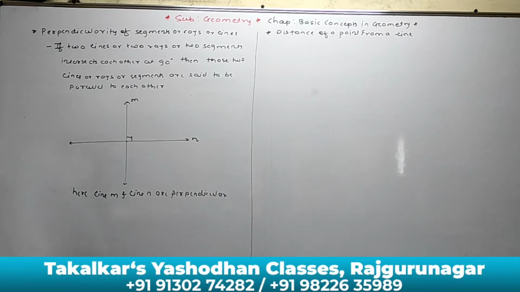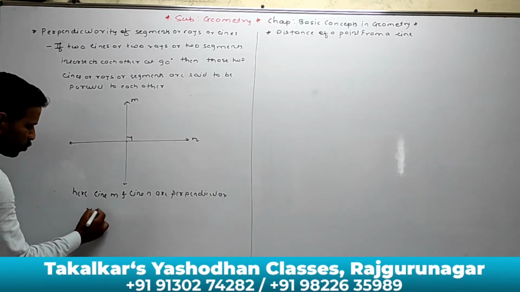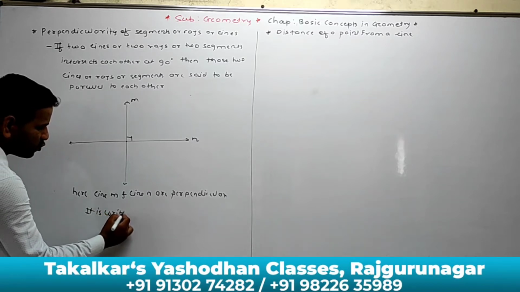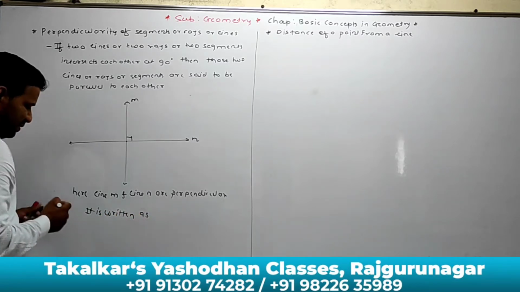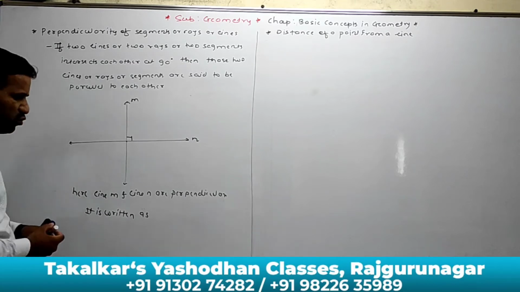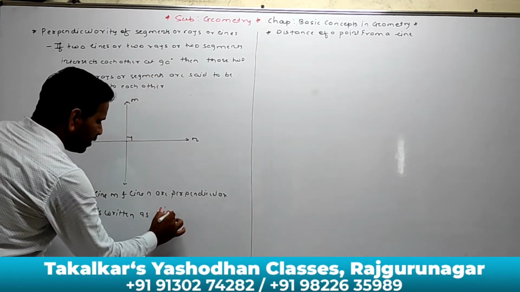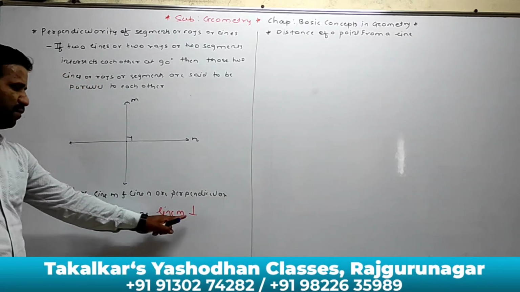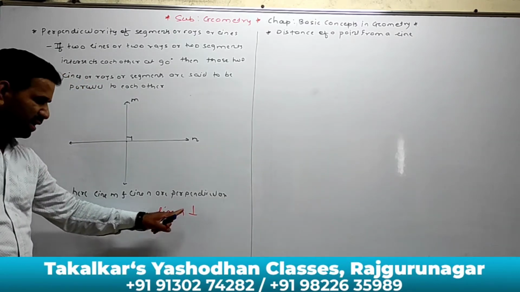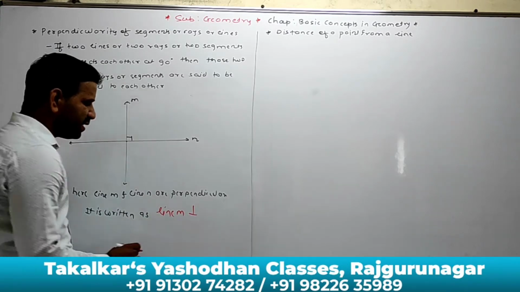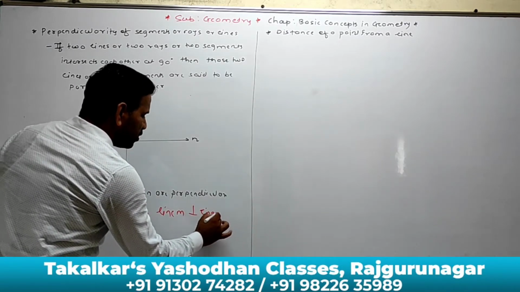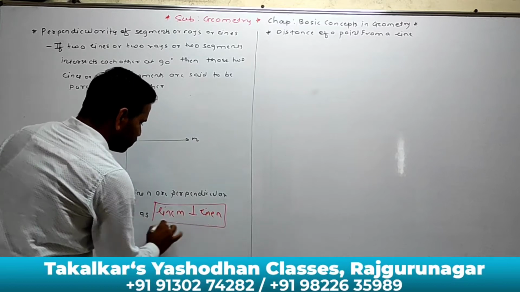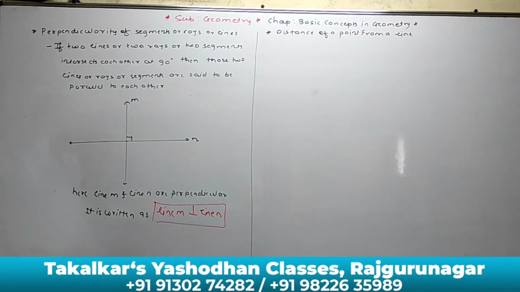इथे आपण म्हणू शकतो लाईन M आणि लाईन N परपेंडिक्युलर आहे आणि हेच आपण लिहू शकतो सिम्बॉलिकली. सिम्बॉल्स इम्पॉर्टंट असतात जिओमेट्री मध्ये. Listen to me and see on the board, it is written symbolically. उलटा T ड्रॉ करायचा आहे. Perpendicular चं साइन आहे. Line M is perpendicular to line N.